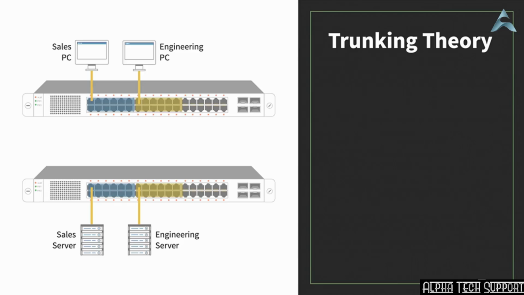One option would be to connect a sales VLAN port on the top switch to a sales VLAN port on the bottom switch, and the same thing for the engineering VLAN, but that's not going to scale very well. Instead, we can create a special type of connection called an Ethernet trunk. An Ethernet trunk has the unique ability of carrying traffic for more than one VLAN. That means that the sales traffic and the engineering traffic can all flow over this single connection.